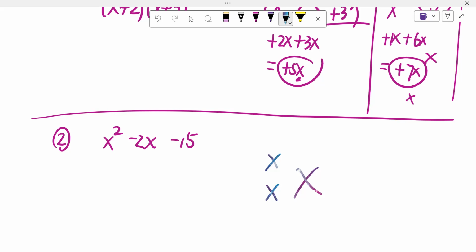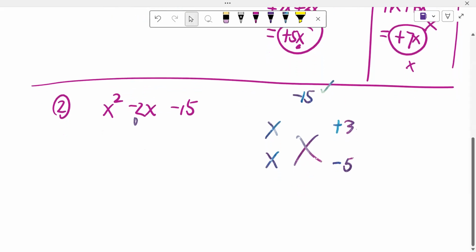15, right? And then remember the middle term is -2. So here gotta be 3 and 5. But because it's -15, and we want -2, that means 5 must be negative, 3 must be positive. And 3 times -5 gives us -15. And if you add them, -5 adding 3 gives us -2, which is the middle one, right?